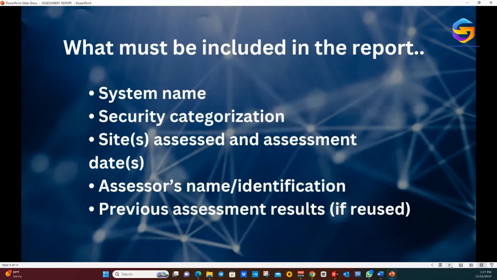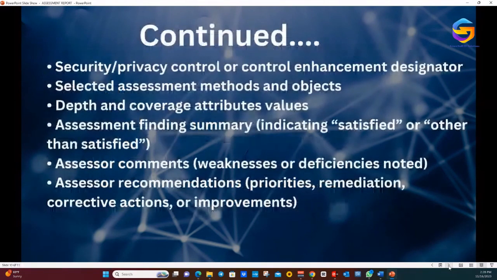Now, what must be included in the report? You need to have the system name, the security categorization, site assessed and assessment date, assessor's name and identification. You have to put your name down. Previous assessment results, if any. Why? Because it gives us an idea of what the whole security controls is about so far as the system is concerned. It gives you an idea of what has already passed and what is already in the system.